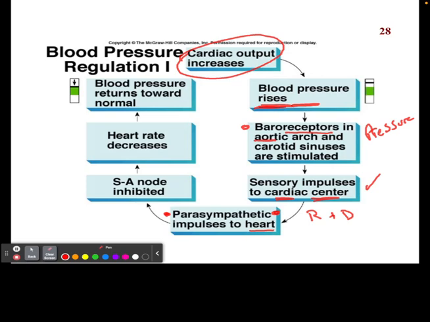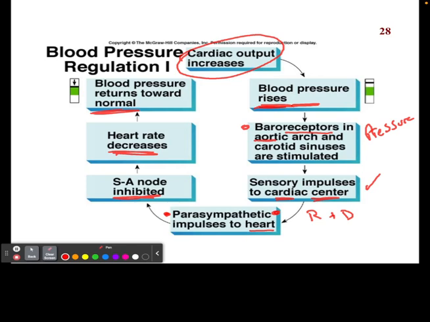What's happening here? What's going to happen is the SA node, the sinoatrial node in the atrium, is going to be inhibited. Meaning the pacemaker is going to be told to slow down. When the pacemaker is told to slow down, you decrease the heart rate. So now you have less beats per minute. If you have less beats per minute, blood pressure starts to return to normal. Right? So that's just one example.